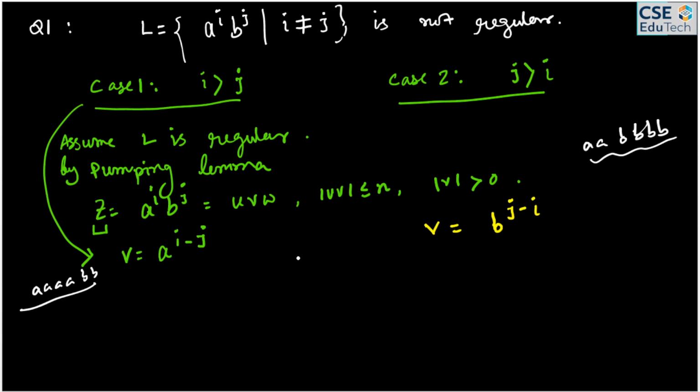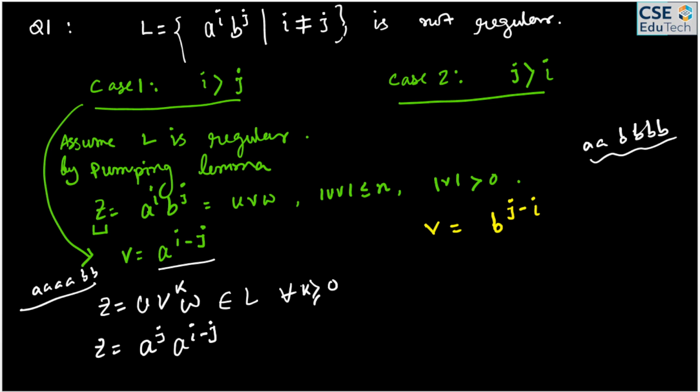Now for case 1, Z is U V to the power K and W, where K is greater than or equal to 0. It should belong to the language, right? So U V to the power K belongs to the language for all K greater than or equal to 0. Now we can write Z equal to U, where U is A to the power J, and V is A to the power I minus J, and W is B to the power J. So what we have considered here is U, V, and W.